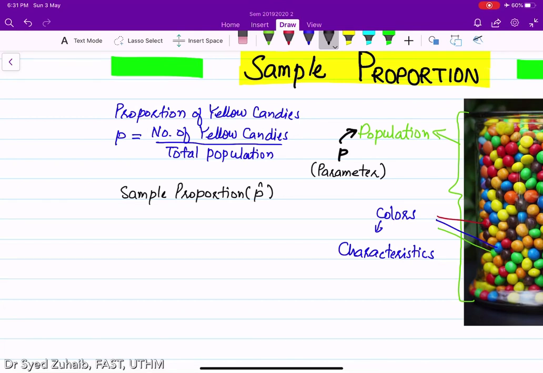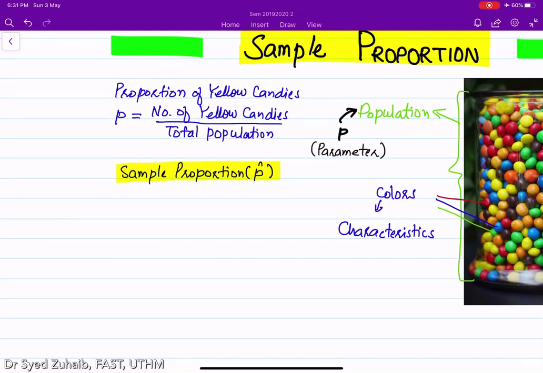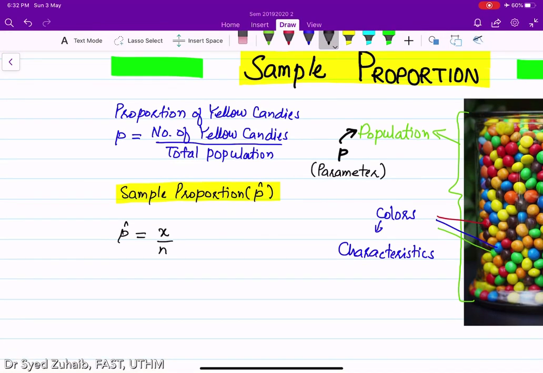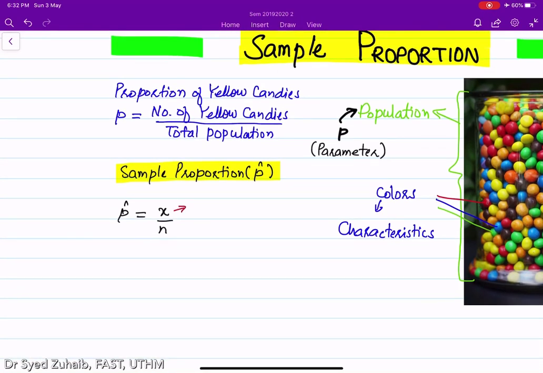And now we can consider that we take a sample of candies, means we take a few candies from the jar and consider it as a sample. Then we can calculate the sample proportion p cap of yellow candies in that sample. And to calculate that, we have p cap is equal to x divided by n, where x is the number of yellow candies in the sample, and n represents the sample size, or the number of candies that we have drawn from the jar.